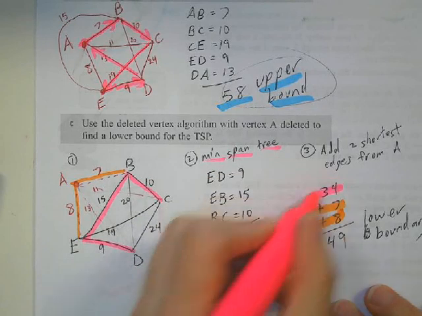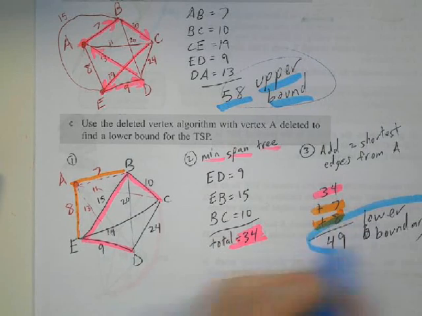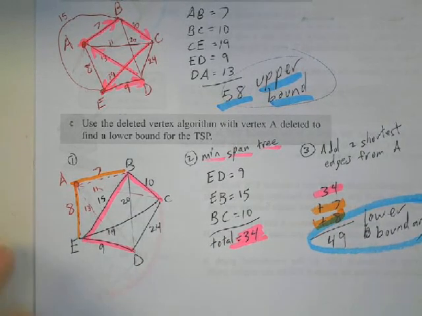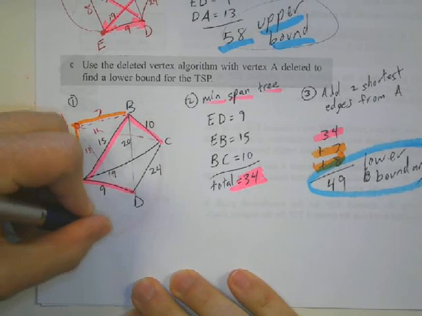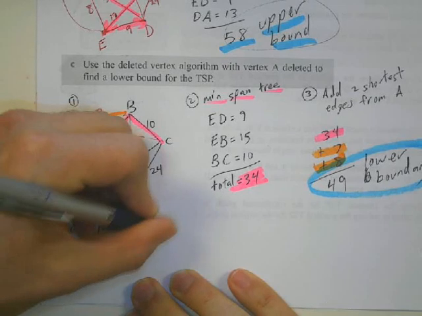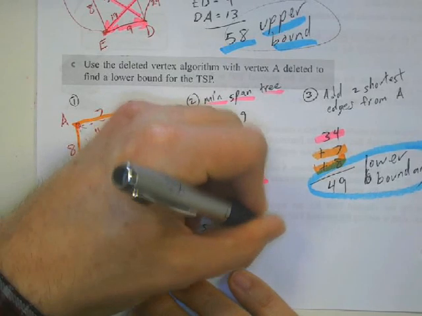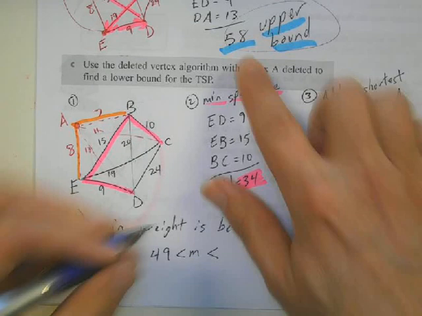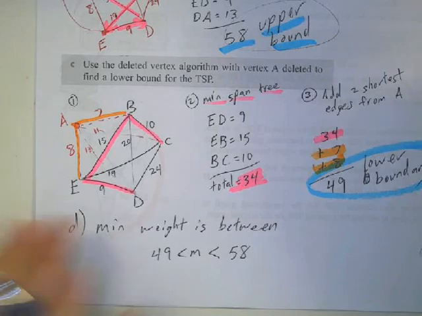Okay. So now we've got our lower boundary of 49. And so we know that the minimum weight is between 49, which is the lower boundary, and 58, which is the upper boundary. Okay. Like I said, watch Pablo to do this one here.